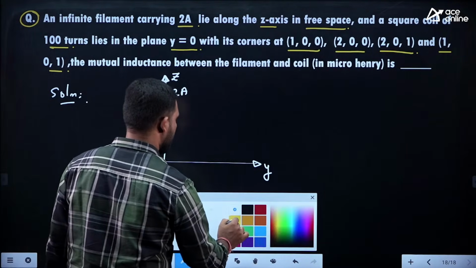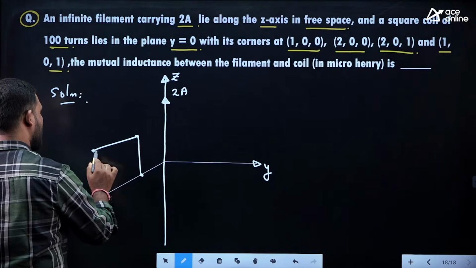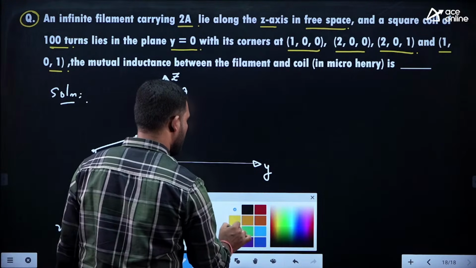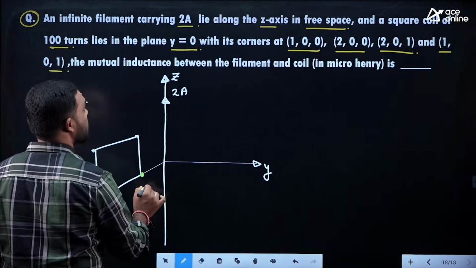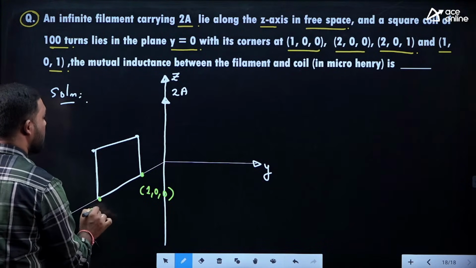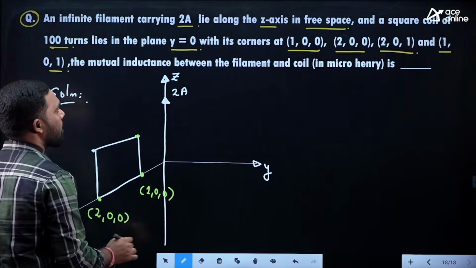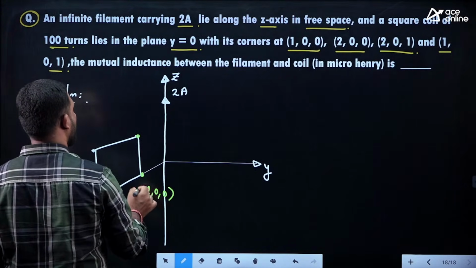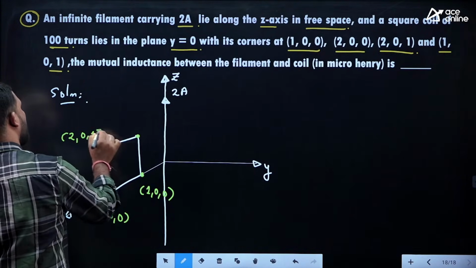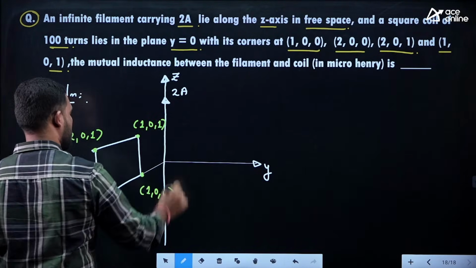So this is a coil, guys. He is asking for the mutual inductance in this coil. The coil dimensions are given. What is that point? It is 1, 0, 0. This point is 2, 0, 0. This point is 2, 0, 1, and this one is 1, 0, 1.